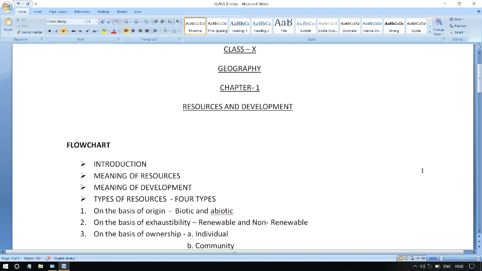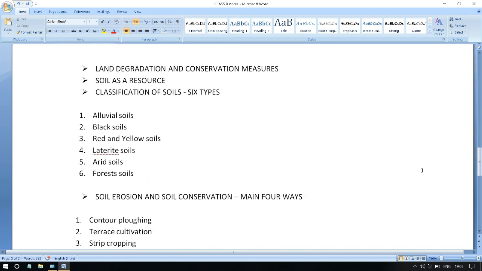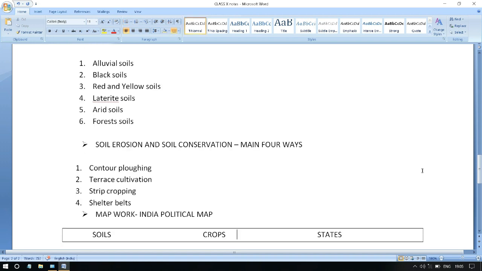Just like all the headings I have mentioned here, let's see what the main headings are, and according to that we are going to understand this chapter. Under the flow chart I have also mentioned the map work, because of course this is a geography chapter, and in all the geography chapters we have map work, especially the India political map. When questions come at the time of the exam, they ask map work questions on the political map.